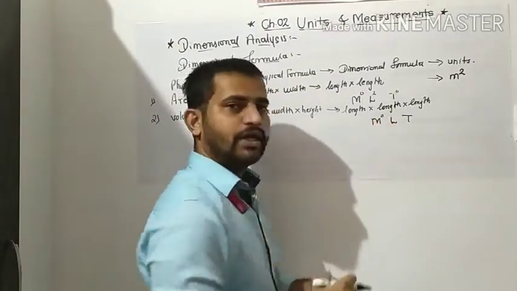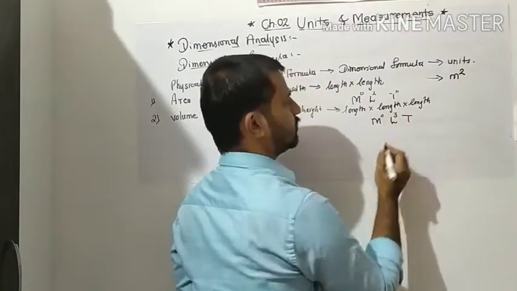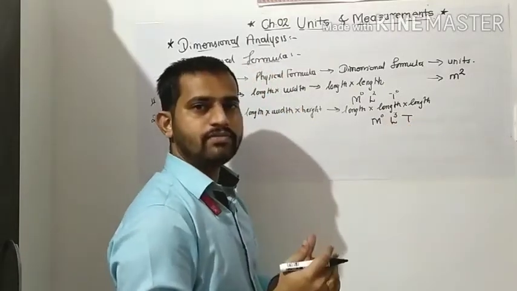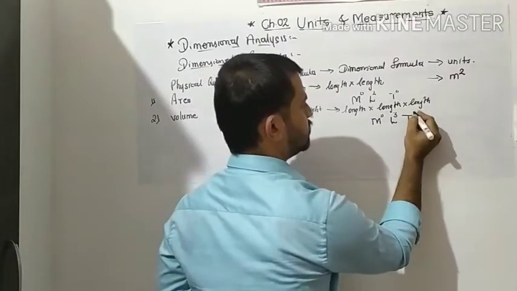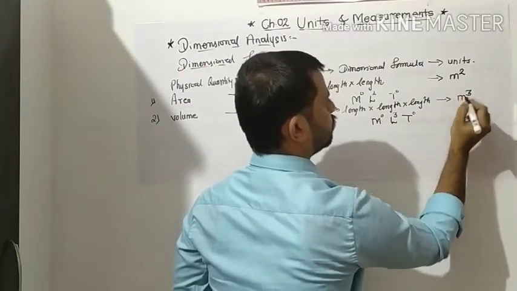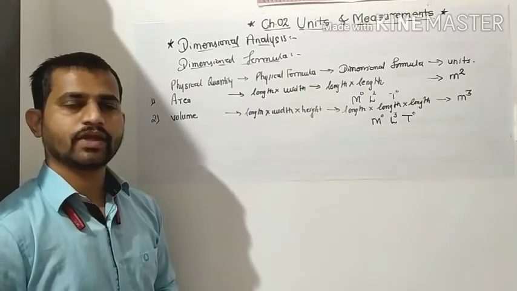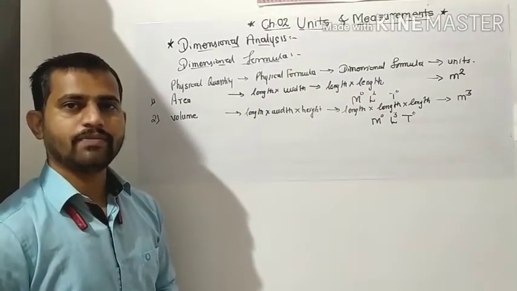And is there any length? Yes, three times length. So we write 3. Is there any time? No. So we write 0. Now what is the formula? It is M cube. Unit is the M cube.